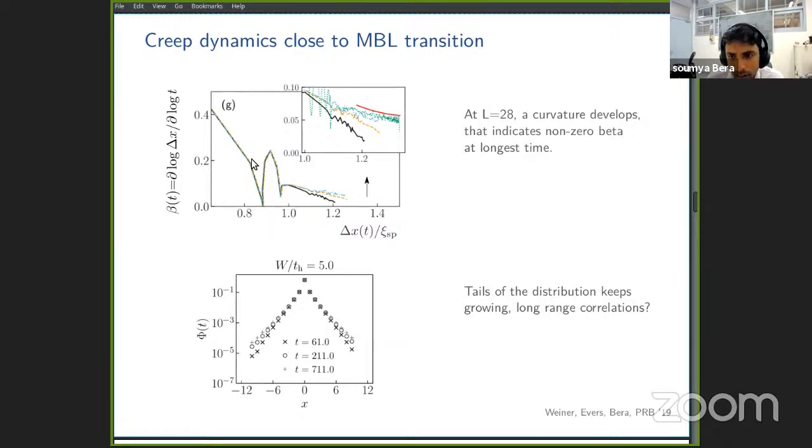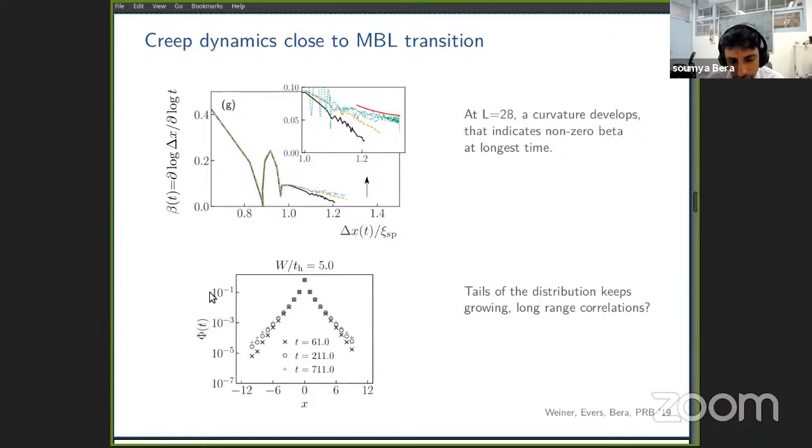And what you see here is for this large disorder with increasing system size. The arrow tells you that with increasing system size, these data points are increasing as well. Super slow, but it does. In particular, if you look at the largest system size, which is 28 here, we see a curvature. The question is whether this curvature develops and saturates such that the beta becomes finite. If beta becomes finite, it means that there is a slow propagation of charge.